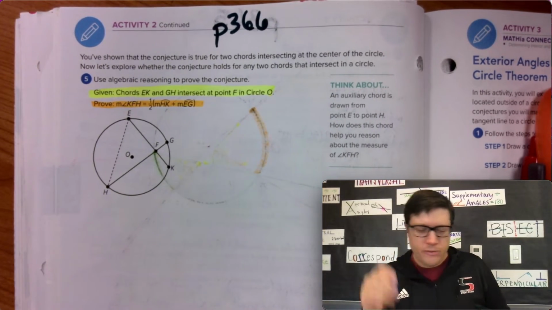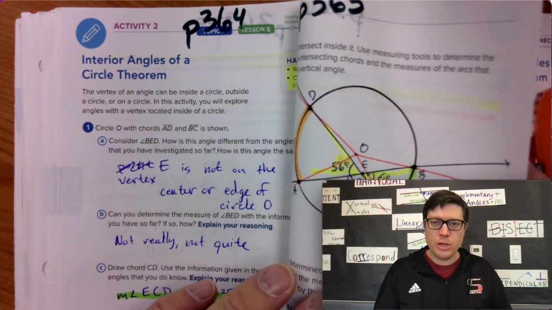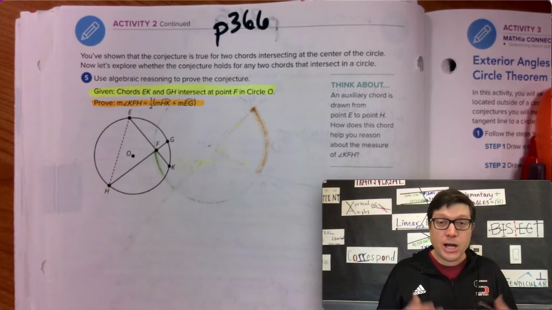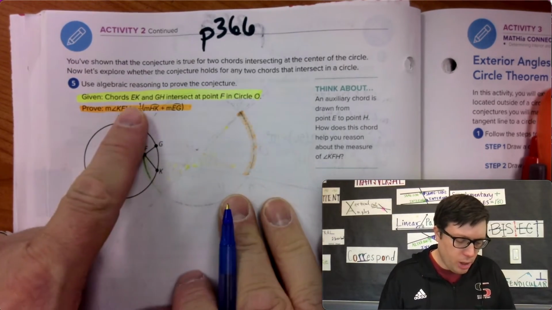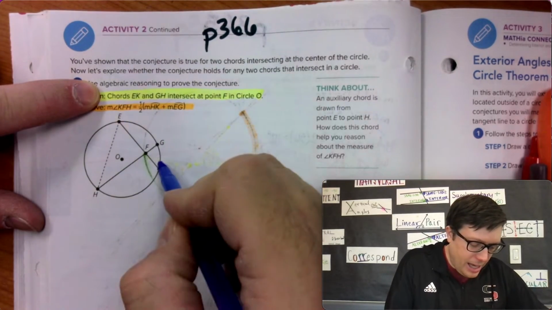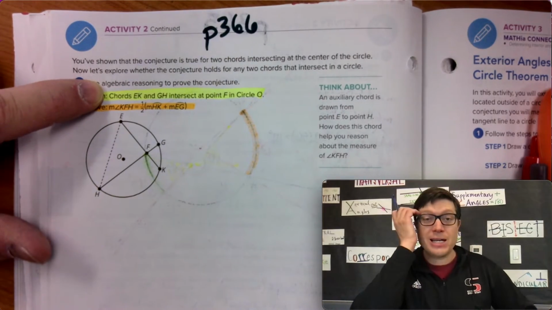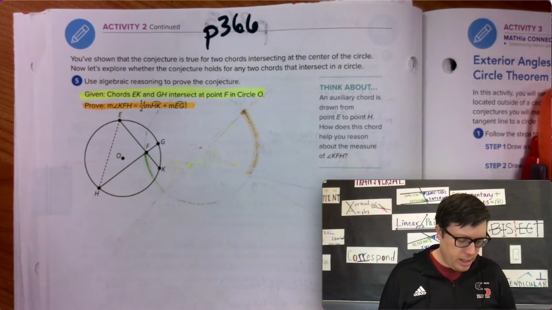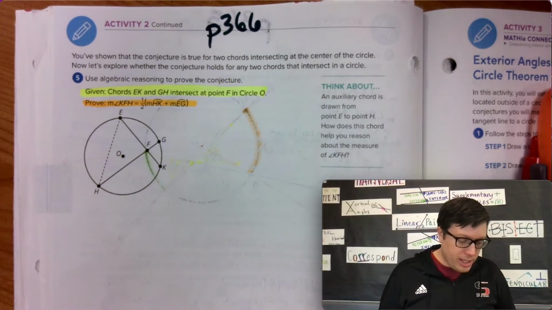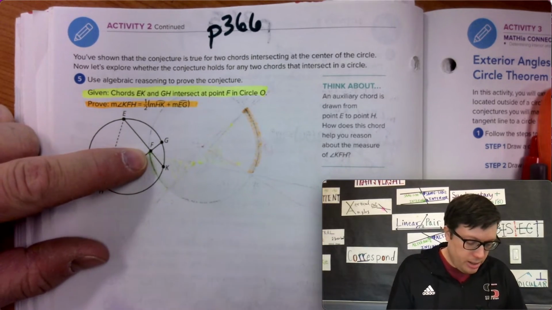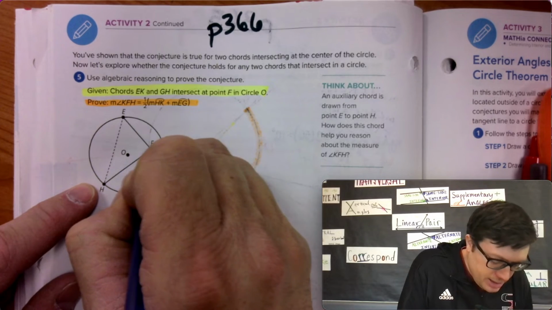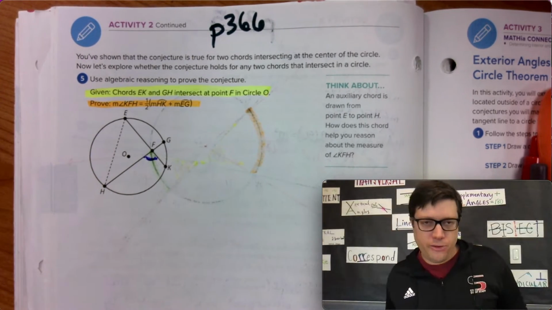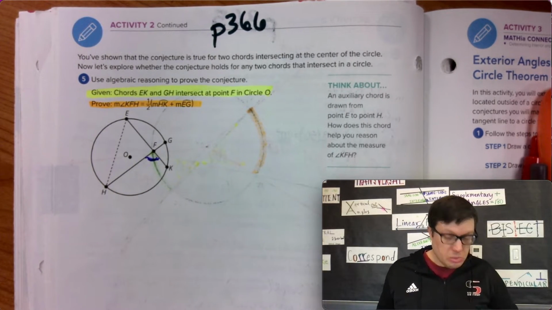What we did in the previous pages, and flip back as you see them, is that we made some lists of things that we knew. For example, we know that chords EK and GH intersect at point F. And therefore, we can say that KFH is this angle that we're trying to focus on. Let's start with that one.